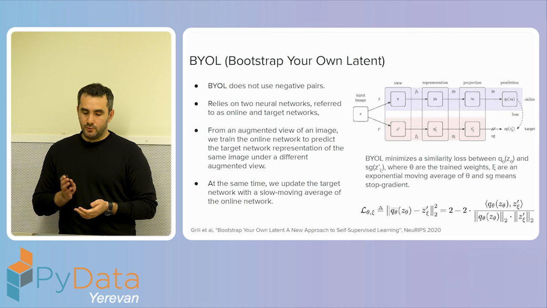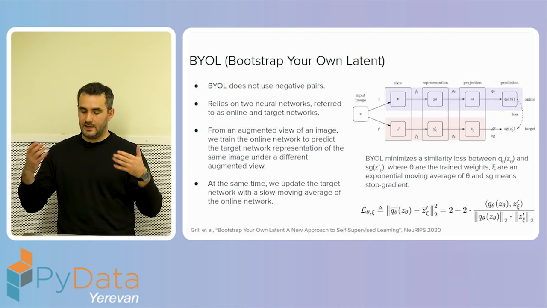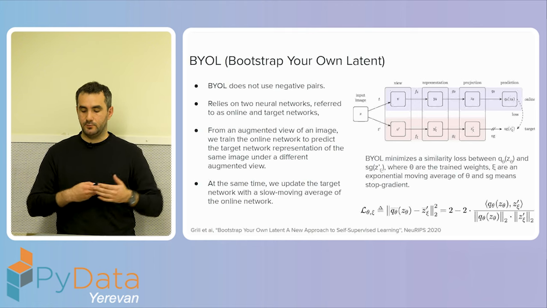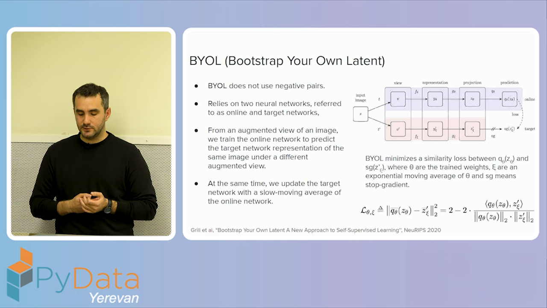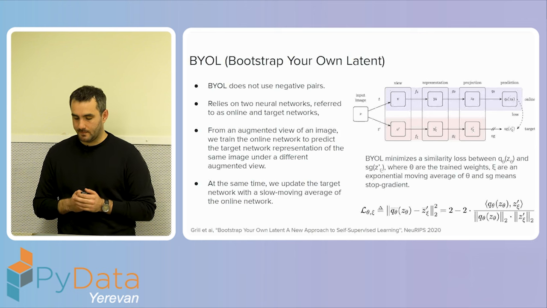So this is called slow moving average. So we learn the parameters from the top part, and then with some constant we add to what we've already had in the bottom part. So this is a way to create asymmetric network and avoid the collapse.